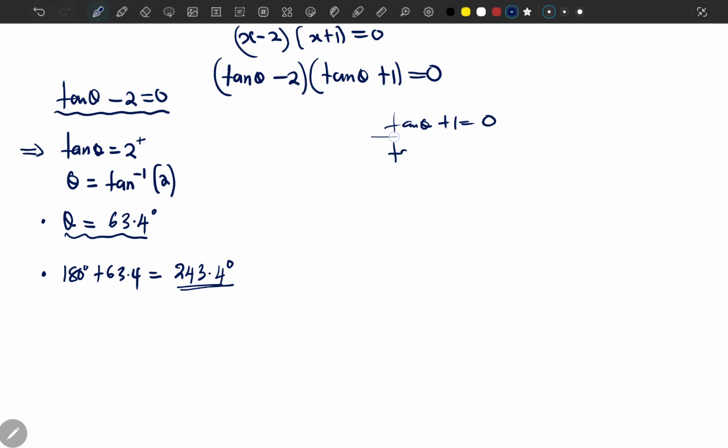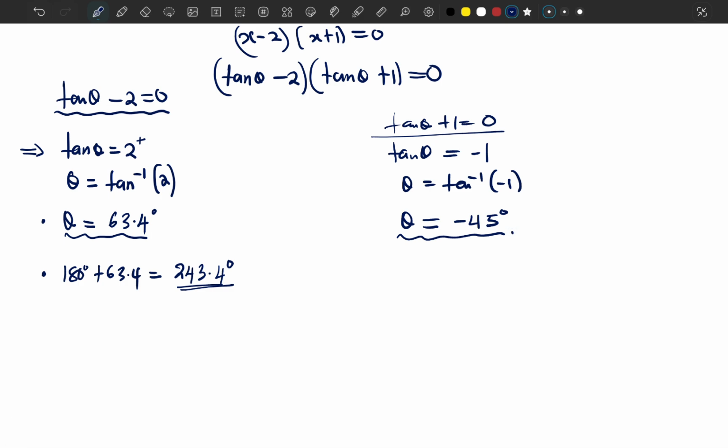Meaning this is tan theta equal to -1. So theta is tangent inverse of -1. And tangent inverse of -1 is just -45 degrees, right? Now, where else is tan negative? Because here, our value is negative. So where else is tan negative? Tan is negative in the second and fourth quadrants, right?